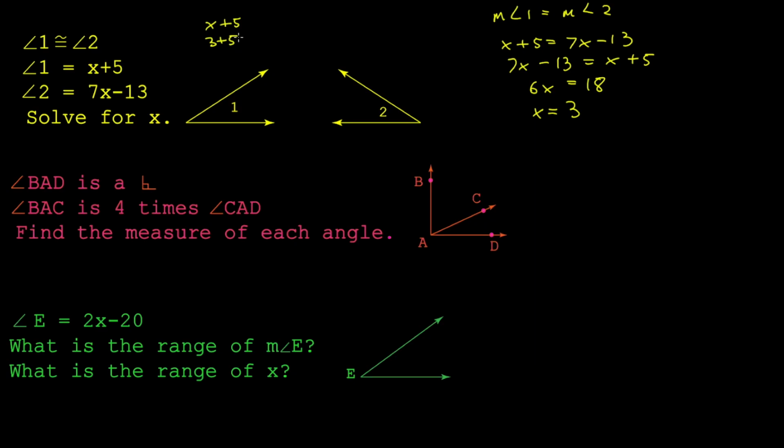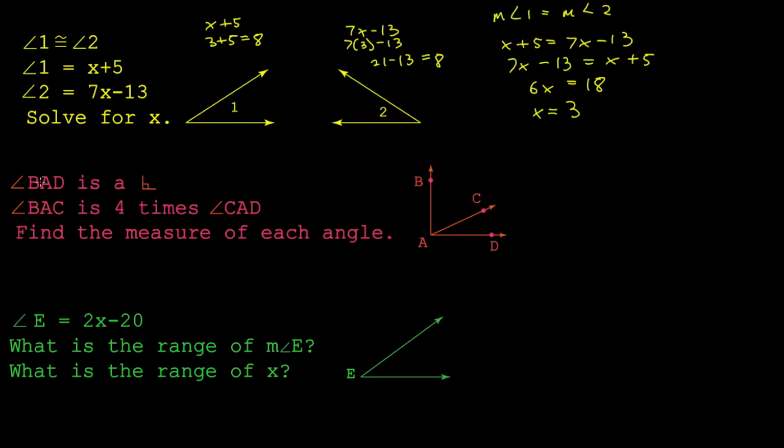So now just to check everything, if this is x plus 5, so 3 plus 5 equals 8. And then over here, 7x minus 13, 7 times 3 minus 13. So that is 21 minus 13, again, equals 8. And we're all good. Moving to the next problem.